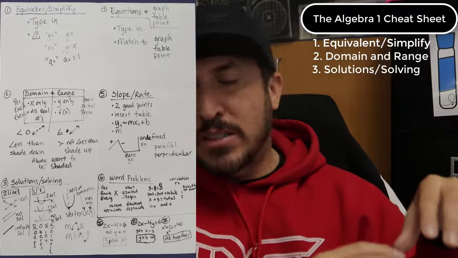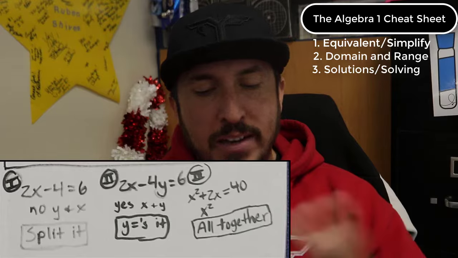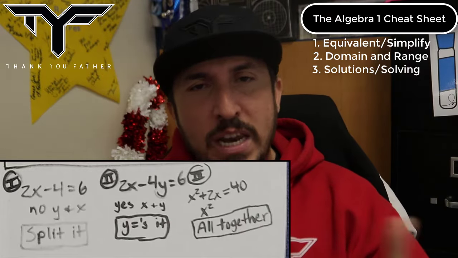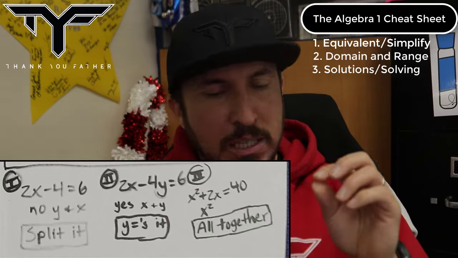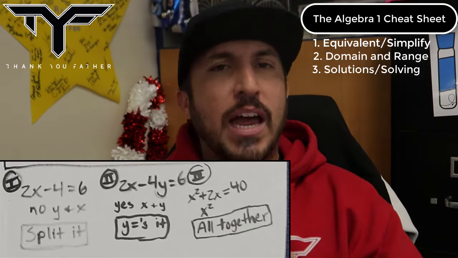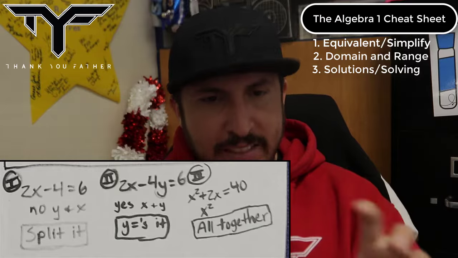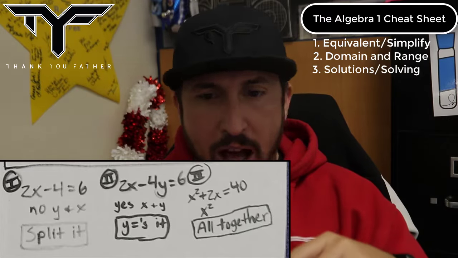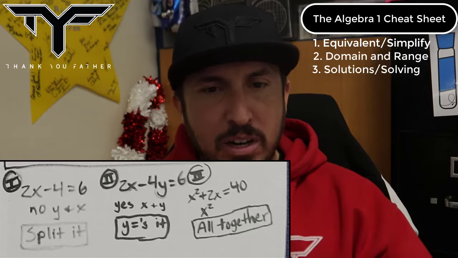So, sorry, with the next piece of solving. So, solving, here we go. You're going to write down 2x minus 4 equals 6, right? 2x minus 4 equals 6. And so when you see that, you look at that equation, I don't see a y, so that means I'm good. I can solve this.